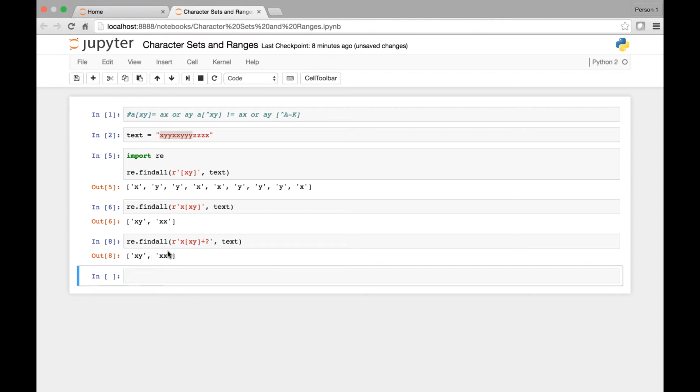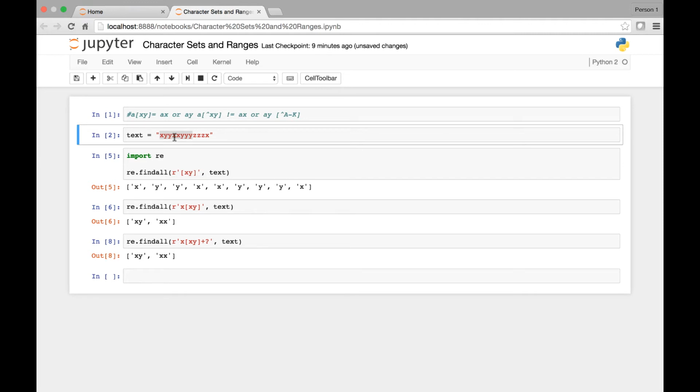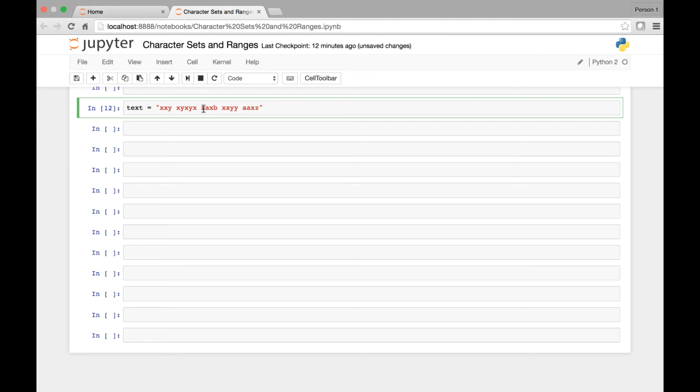Since it's X followed by one or more X or Y, the lowest match is 1. So that's why I got XY and then XX here. It doesn't take the whole, since it's not greedy, it doesn't take the highest match. It only takes the least match. Okay?